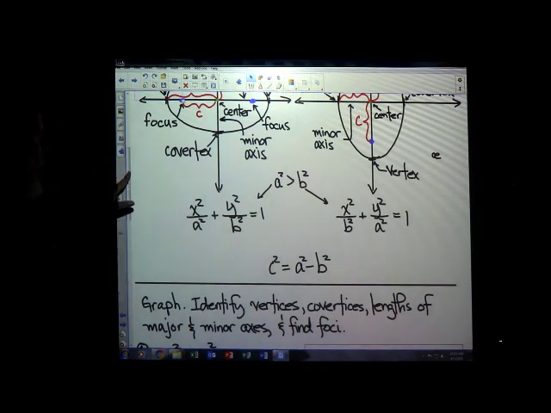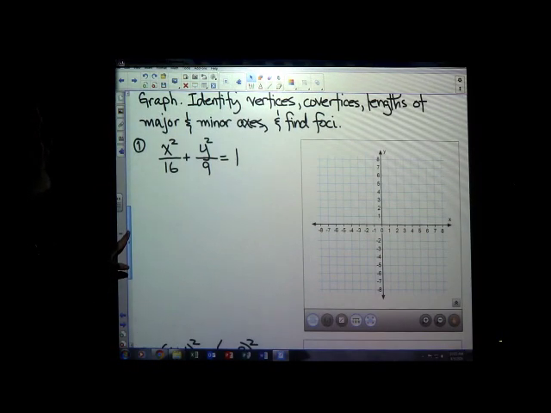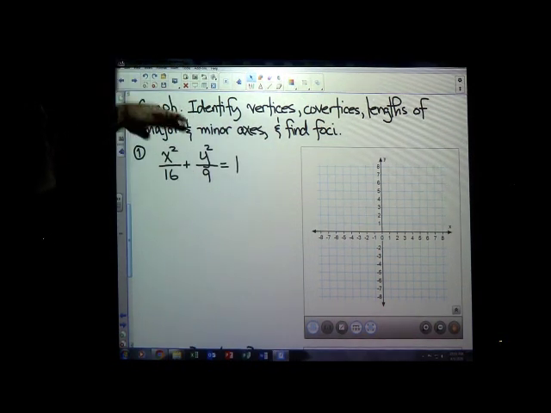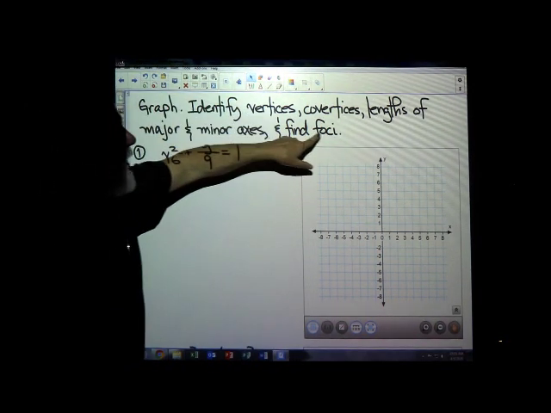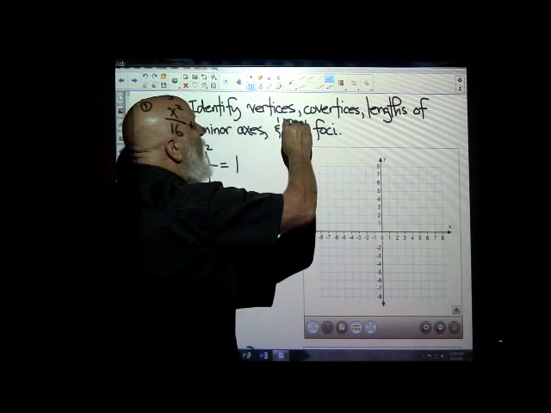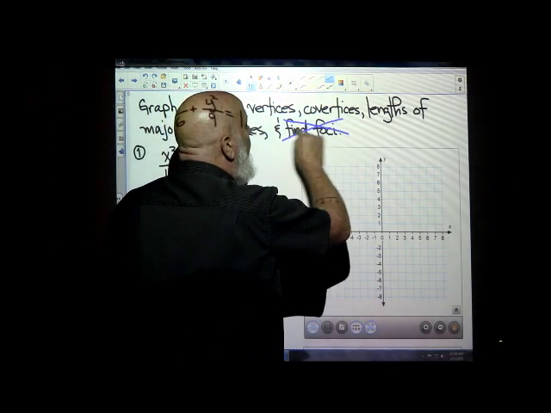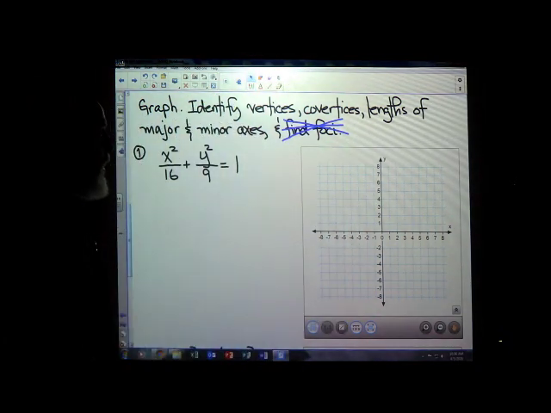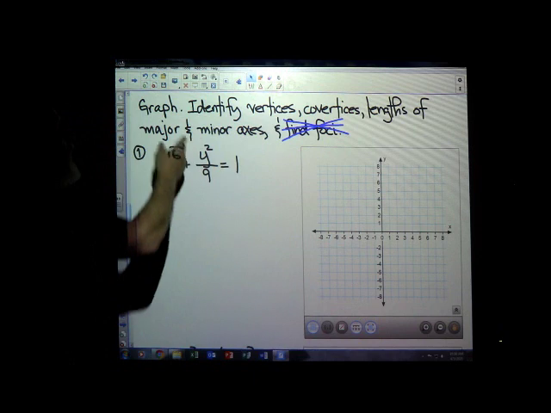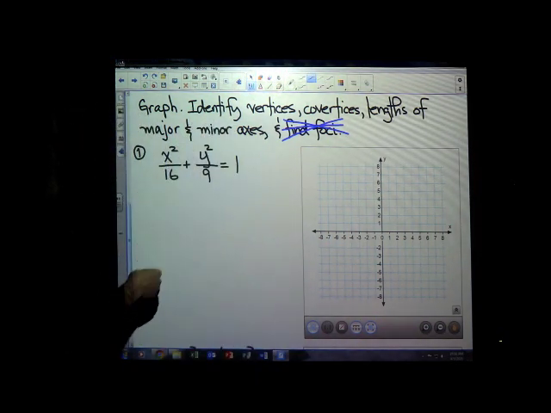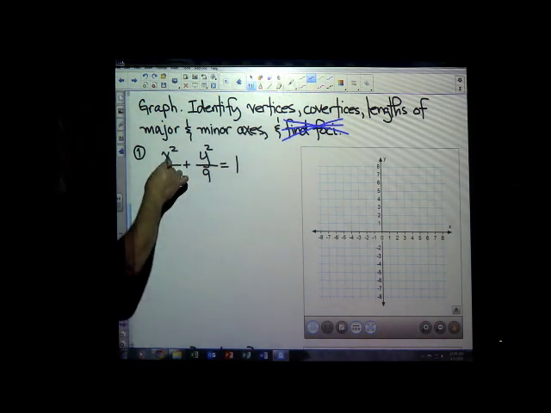Let's take a look at this. Let's graph these. Graph. Identify the vertices, the covertices, the length of the major and minor axes. Find the foci. We're not going to do that today because of time constraints with the remainder of the time in the school year. So what I'm going to do is just show you how to graph this thing, and then we'll find the major and minor axes and so forth and so on.